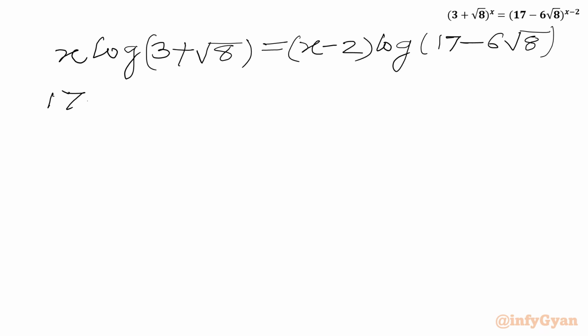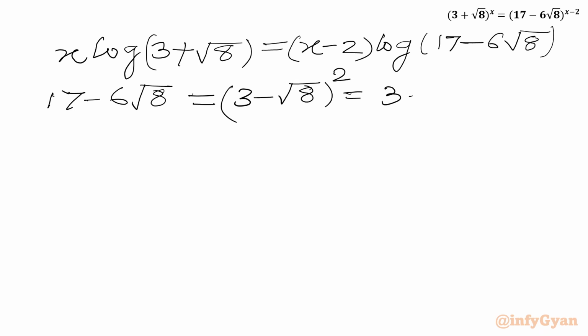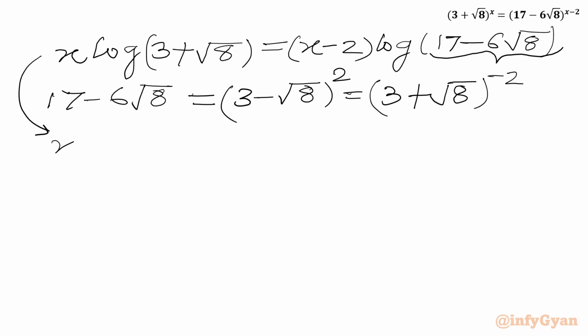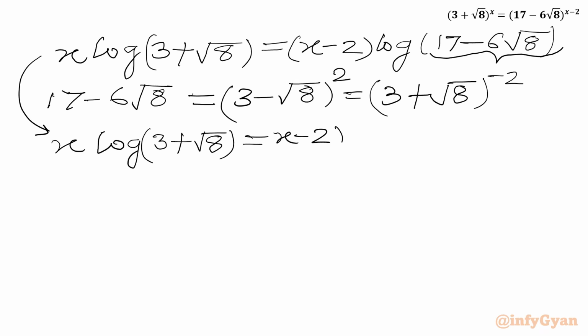Now I will write the 17 minus 6 root 8 value, which we have already solved in method 1. This is equal to 3 minus square root 8 whole square, which is further equal to 3 plus square root 8 with power minus 2. So here we are going to write 3 plus root 8 with power minus 2. I will write our equation: x log 3 plus root 8 in the LHS, and in the RHS x minus 2 log of 3 plus square root 8 with power minus 2.